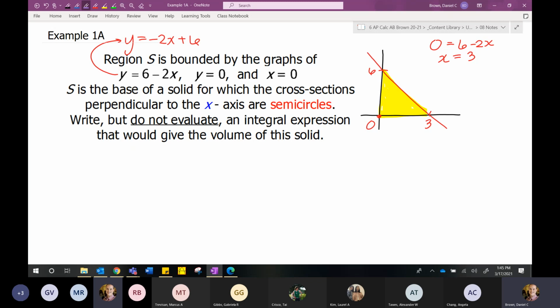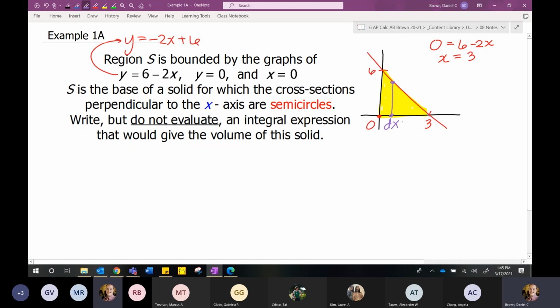So S is the base of a solid, and cross sections perpendicular to the x-axis are semicircles. So there is the way we're slicing it. I like drawing in the slice just to visualize it. Since that slice is perpendicular to the x-axis, is this going to be a dx problem or a dy problem? A dx problem, because we are connecting top to the bottom.